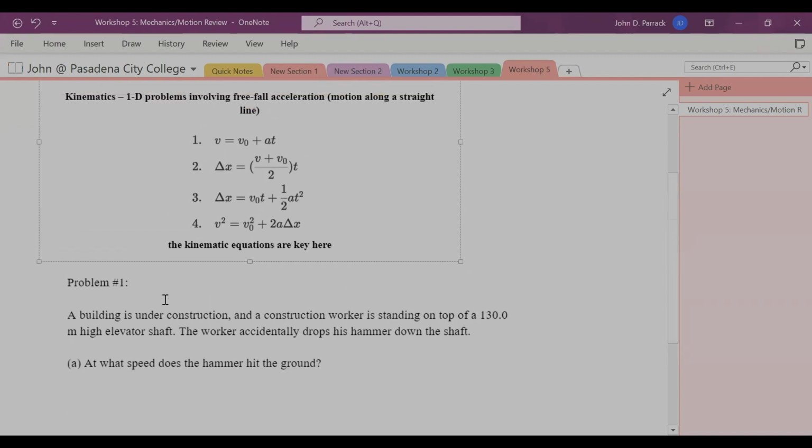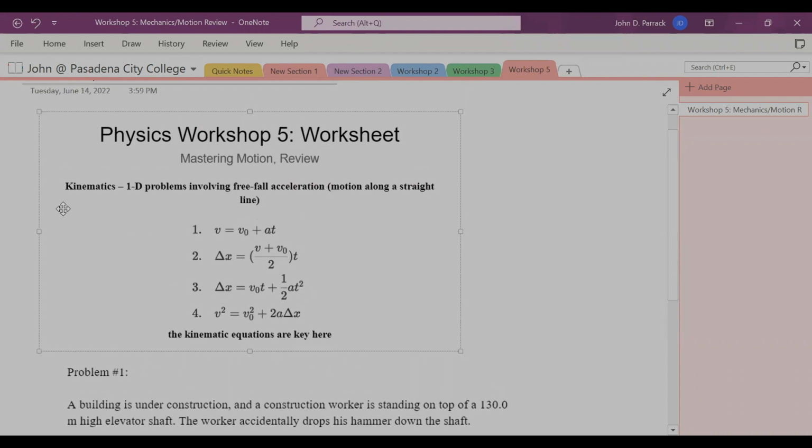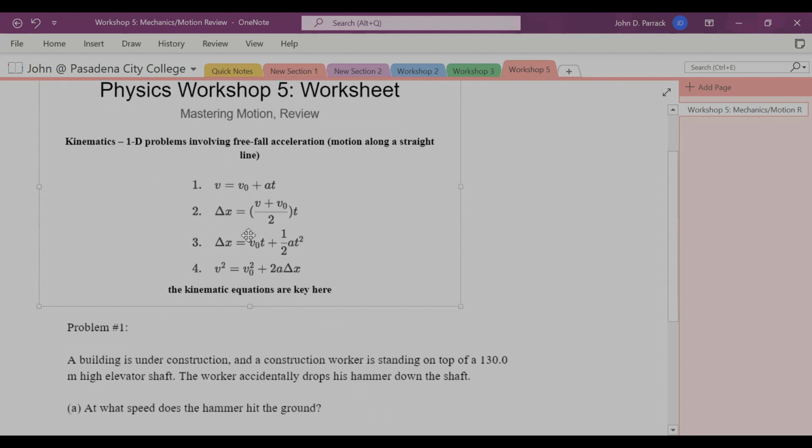Let me try it. Like I said, the kinematic equations are going to be key here. What we're doing right here is kinematic 1D problems involving free fall acceleration. So this is motion along a straight line, one-dimensional motion, and we're doing free fall problems. So let's look at these equations. The key with these is always to pick the one that's going to be the easiest for us to get the answer.